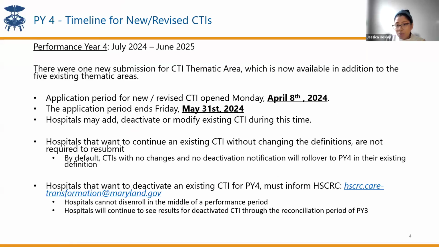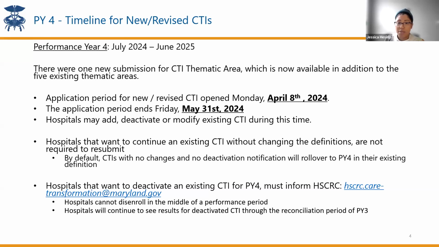Just as a reminder, Performance Year 4 does run across the fiscal year. So it starts in July of this year and runs through June of 2025. We did have one new submission for a thematic area, which we'll go into detail in just a few minutes. So in addition to that new one, there are now 6 thematic areas. The 5 prior thematic areas: primary care, palliative care, care coordination, emergency care, and community-based care, of course, are still available.